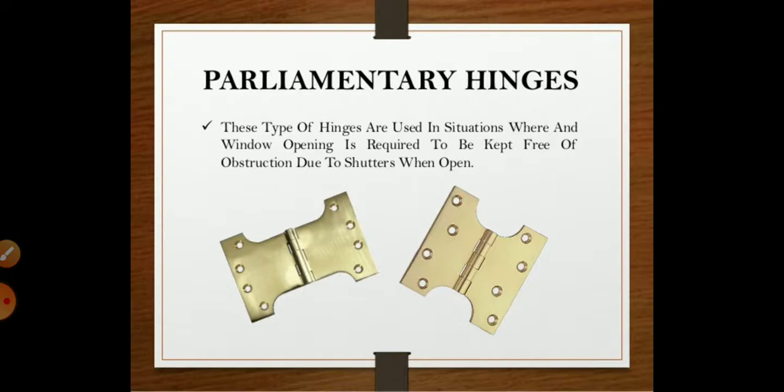Next is the parliamentary hinges. So what are the parliamentary hinges? This type of hinge is used in situations where a window opening is required to be kept free of obstructions due to the shutters when open. Okay. When we require a window free of obstructions, then this type of parliamentary hinge is to be used. Okay.